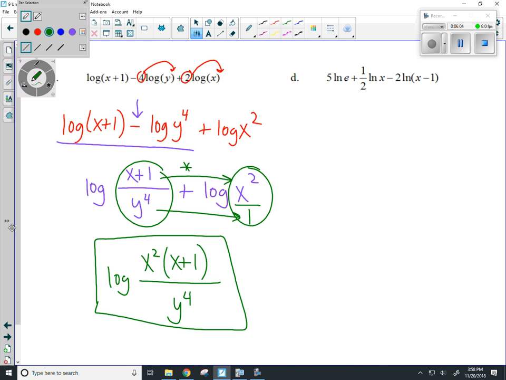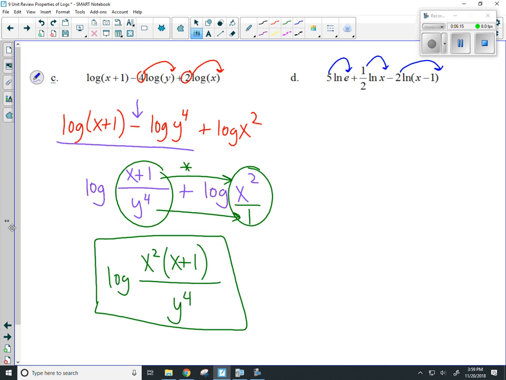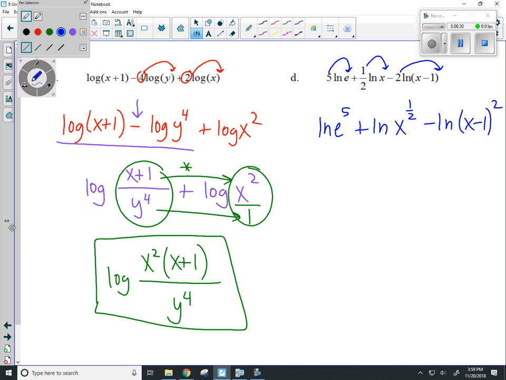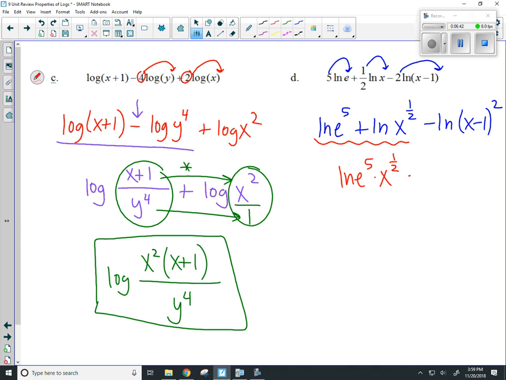All right, the last one on here, we have a couple different numbers that need to get moved first. So we're going to move this 5 to become the exponent on the e, the 1/2 to become the exponent on the x, and this 2 to become the exponent on the x minus 1. So we have ln e to the 5th plus ln x to the 1/2 minus ln x minus 1 squared. As we move from left to right, these two are going to get put together with multiplication. And we have this minus ln x minus 1 squared on the end.